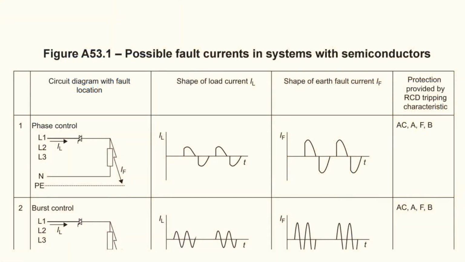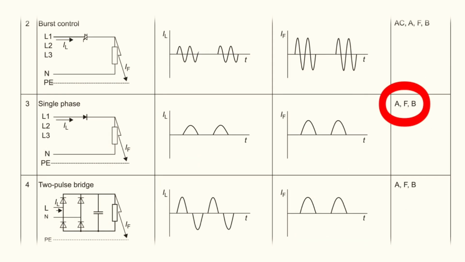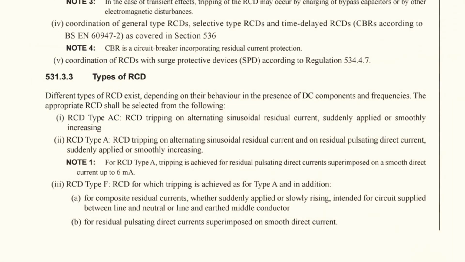You can see there that the first fault we discussed will be dealt with by types AC, A, F and B. However, the second fault we looked at will only be cleared by A, F and B, not the AC type. So that leads us nicely to our next question, which is, what are these different types of RCD and where would we use them? Let's first of all look to the regs for a bit of a description, and then we'll look at some applications. Regulation 531.3.3 outlines how all four types of RCD work.